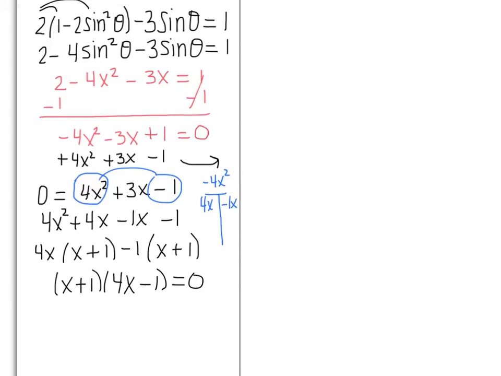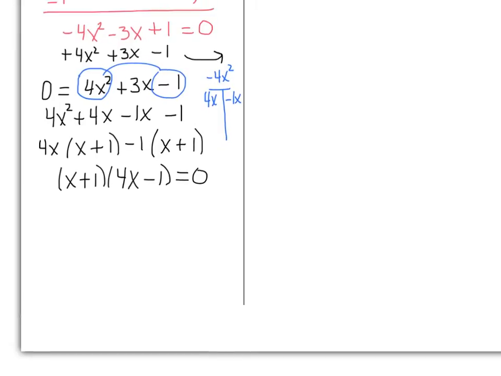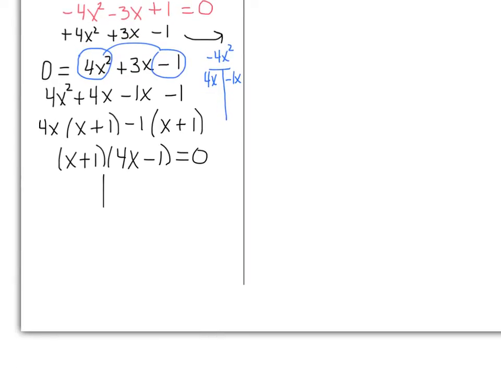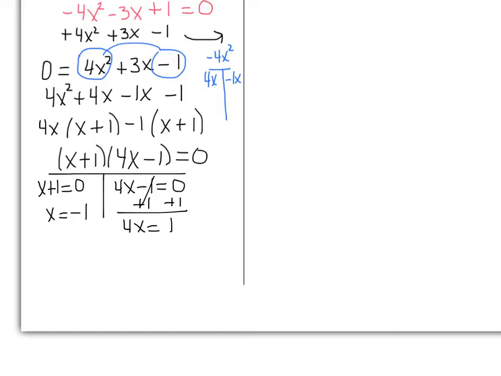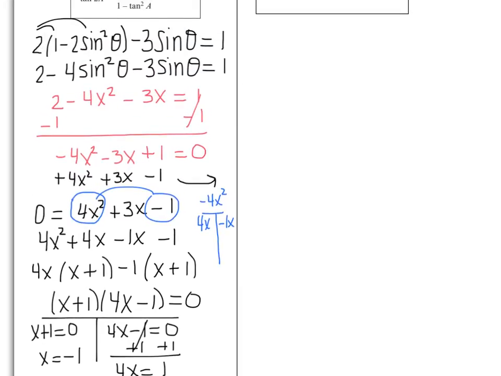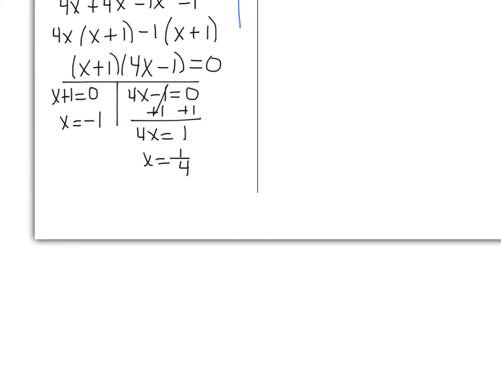Now you can do your t-chart. So here would be x plus 1 equals 0, 4x minus 1 equals 0. What would this be? X equals negative 1, add 1, 4x equals 1, divide by 4, x would be 1/4. Now what did we let x equal in the beginning? We replaced it for sine, so this would be down here, sine of theta equals negative 1.